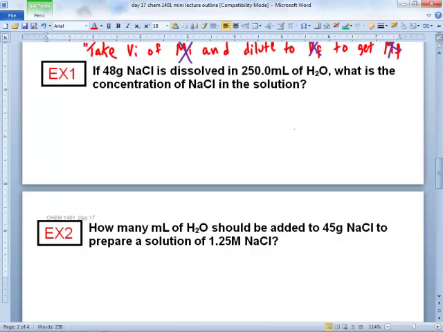Okay. Let's take a look at this first question. EX1. Victoria, we are supposed to, let's see, if 48 grams of sodium chloride is dissolved in 250 mils of water, what is the concentration of NaCl in the solution? You have 2 options to solve all of these solution problems.